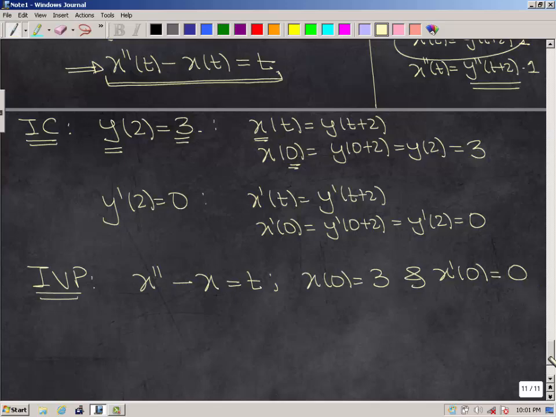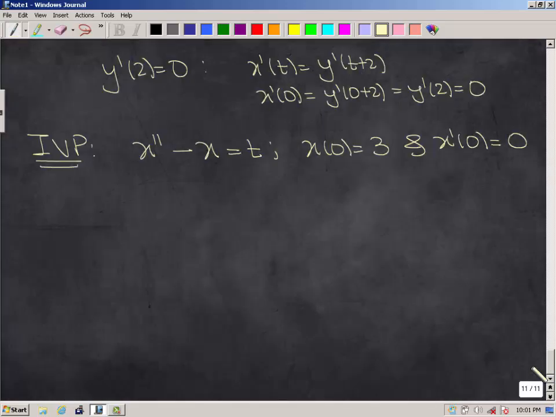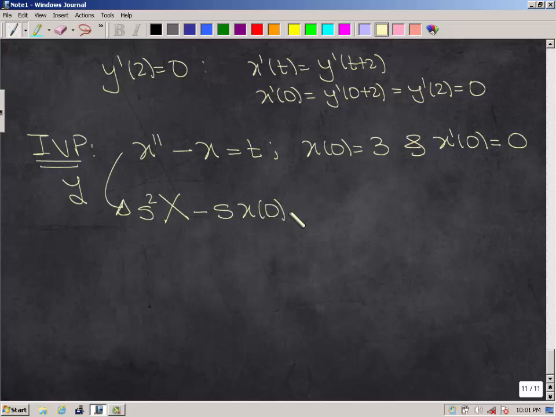So that's how we translate a problem. Once we translate it, the rest is just solving this using Laplace transform. So let me go through this so you can see one more problem. Laplace transform of x double prime is going to be s squared times big X minus s times x of 0 minus x prime of 0, minus the Laplace transform of little x, which is big X, and Laplace transform of t is 1 over s. That's from section 7.2. Oh, of t, sorry, I thought it was 1. If it's t, it's 1 over s squared.